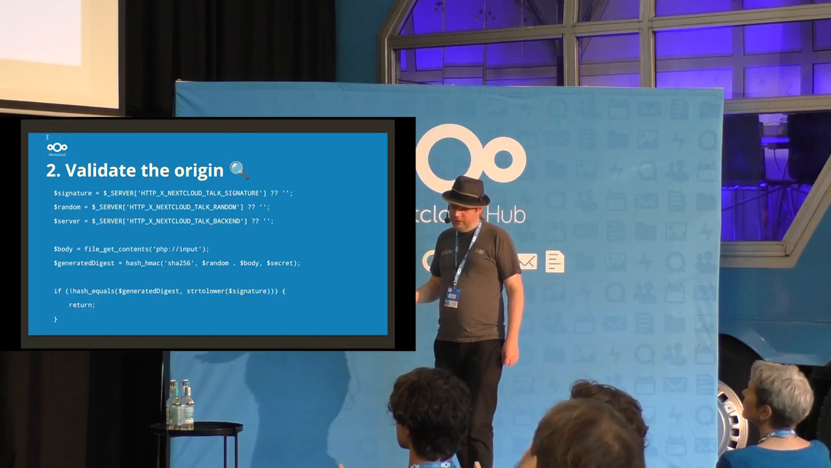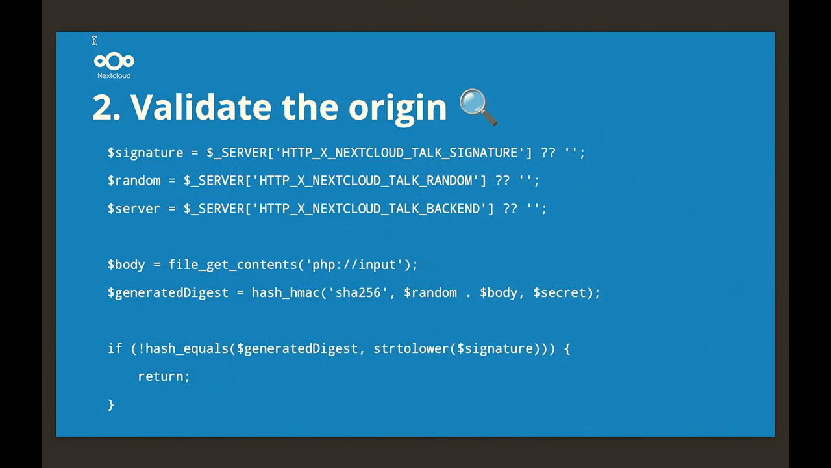Then you need to validate the origin, which from my understanding means you put what you just generated together with something you get from the server. And that's basically where all my understanding completely falls away. But I hope some of you can read code better than I do. At least I would definitely hope so.